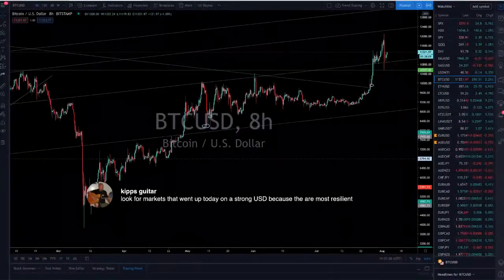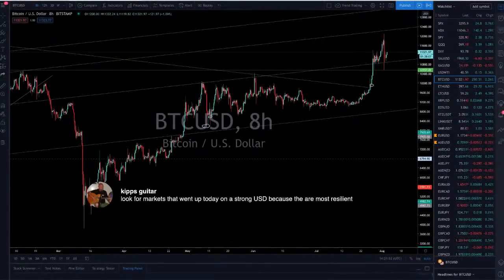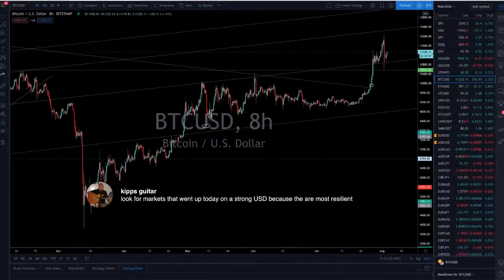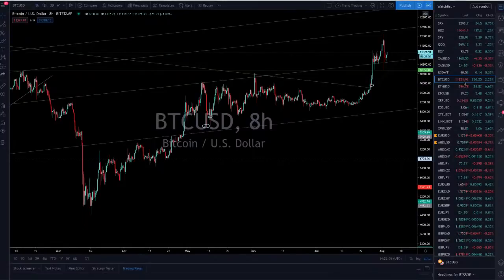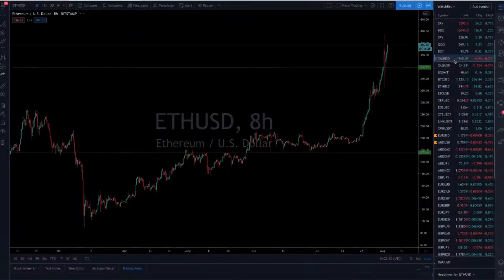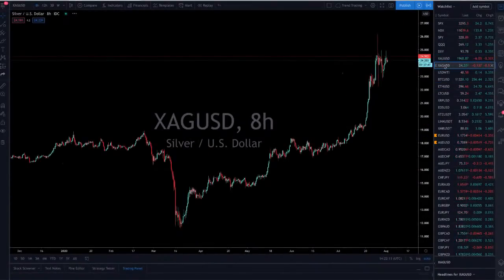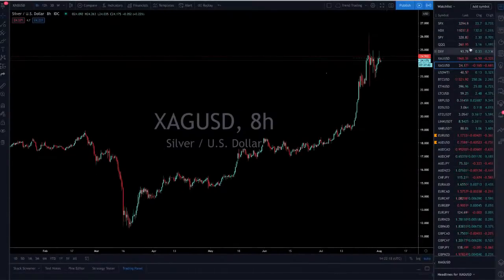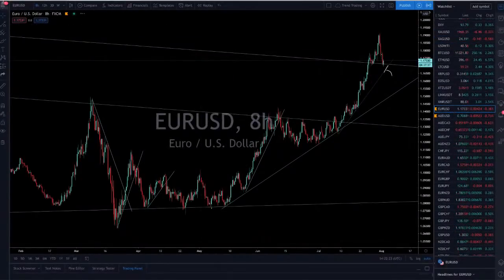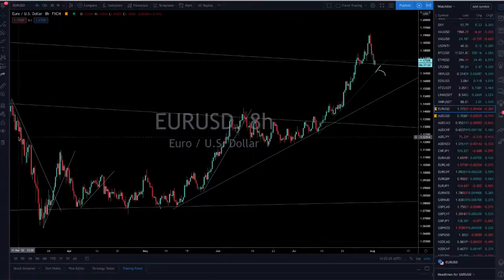That's a great tip over there, Kips. Kips is saying, look for markets that went up today on a strong dollar because they are the most resilient, right? Well, Bitcoin, Ethereum, but what else do you have over here? To me, gold and silver are not up today, but they are consolidating on that strong dollar. They consolidated. That's a strong sign. But then again, we are uber bullish on the metals. Let's see what the euro's doing. So far holding that support.